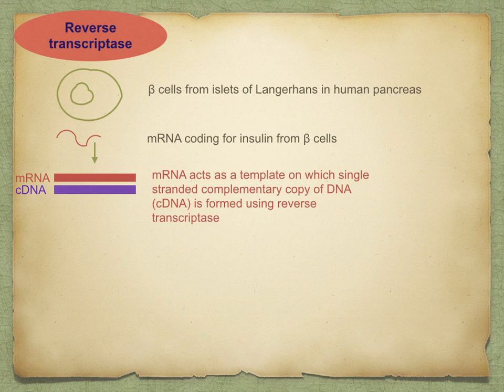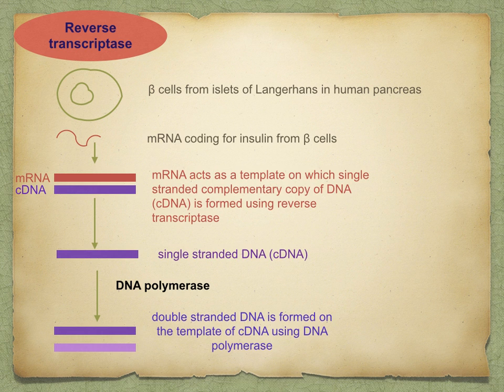So you can see that cDNA is the purple strand. Then you take that cDNA and you use it as the template to make another strand of DNA. And you use DNA polymerase to do this. So DNA polymerase is the enzyme, and it builds up the complementary nucleotides of the cDNA template. Now you've got a double strand of DNA, and this is your required gene.